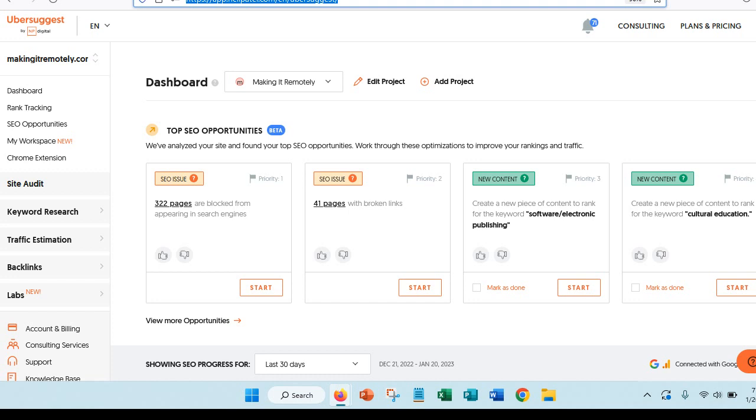Suggest. So this is the tool that I use to do my keyword research, and it's very important for you to not only do keyword research when you're starting your business, you want to do it consistently when you're creating content. Each time you get ready to create content about a certain topic, you want to make sure that number one, people in your niche are actually looking for the term that you're going to be writing about.